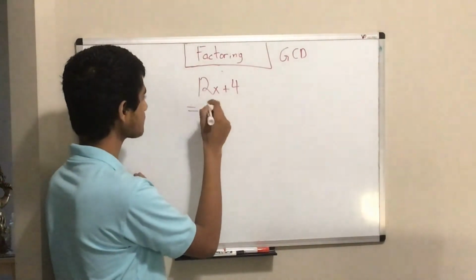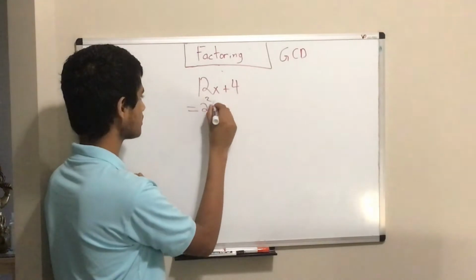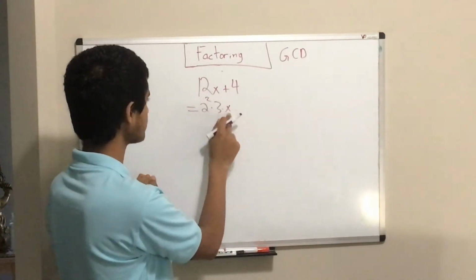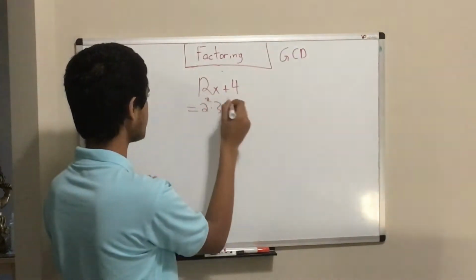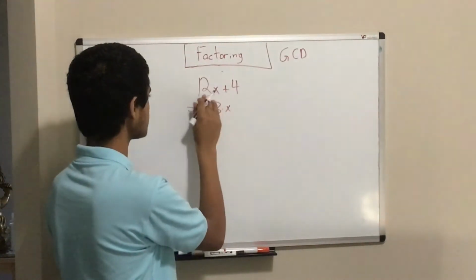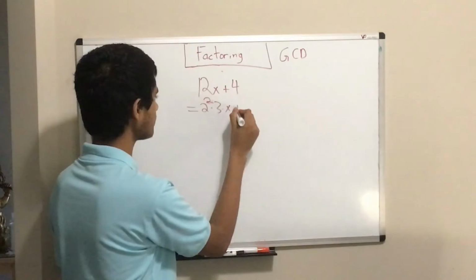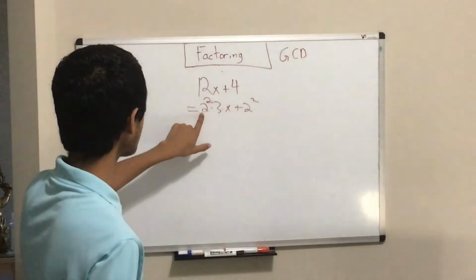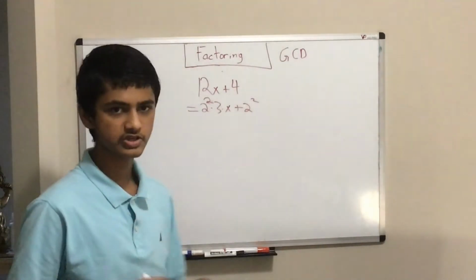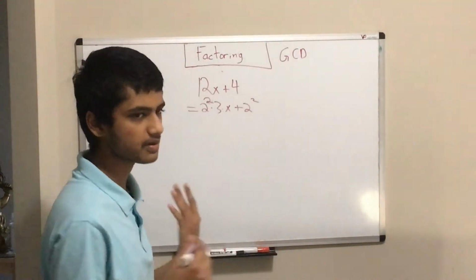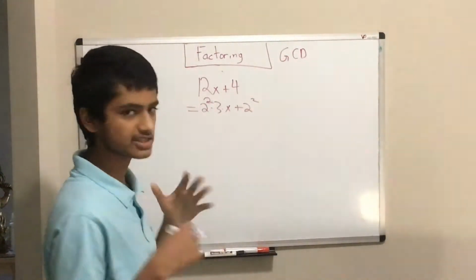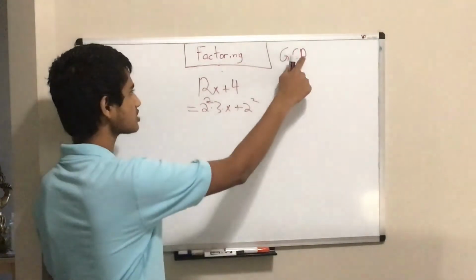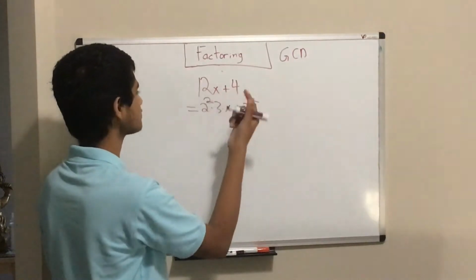So this is going to be the same thing as 2 squared times 3 times x, because 2 squared is 4, 4 times 3 is 12, and then 12x. And this 4 over here is going to be the same thing as 2 squared plus 2 squared. And we notice something here, that there's a 2 squared here and a 2 squared here. So it seems like if we divide this whole thing by 4, then it would still be possible. There wouldn't be any fractions. So it seems like 4 is the greatest common divisor of 12x plus 4.